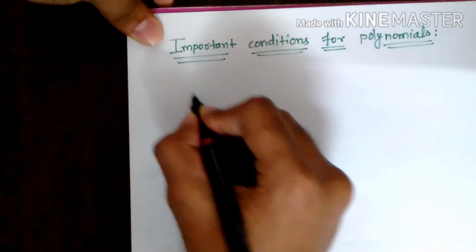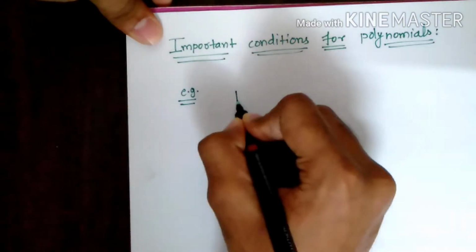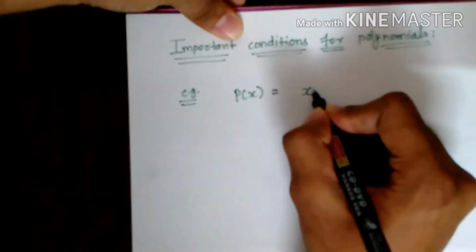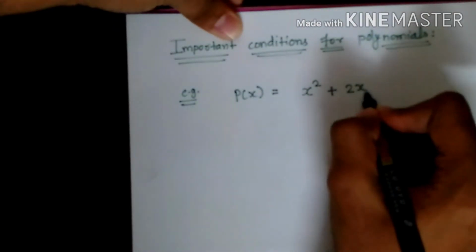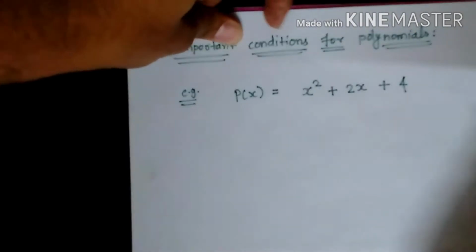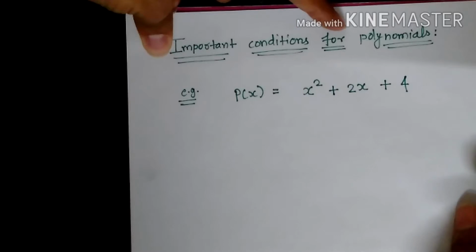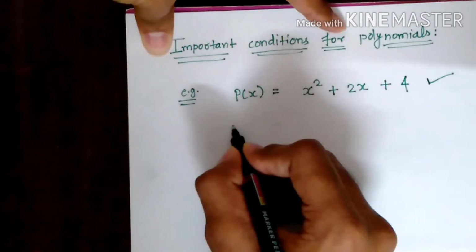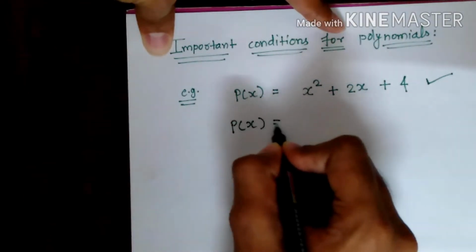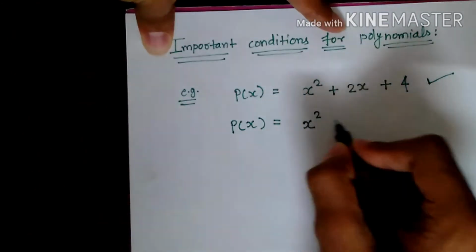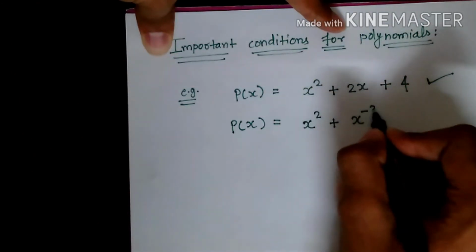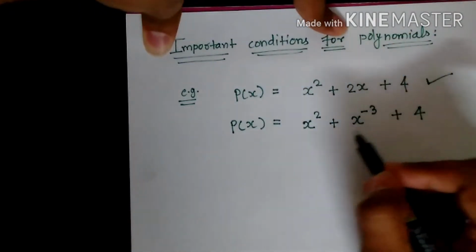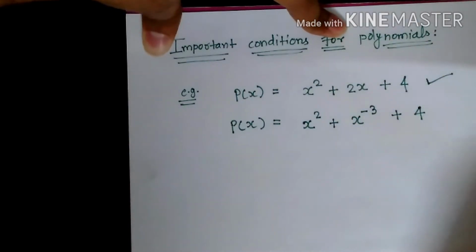Okay, so let me take an example to explain better. For example, x square plus 2x plus 4. This is a polynomial in variable x, right? But if I take an example such as x square plus x raised to minus 3 plus 4, is this a polynomial?